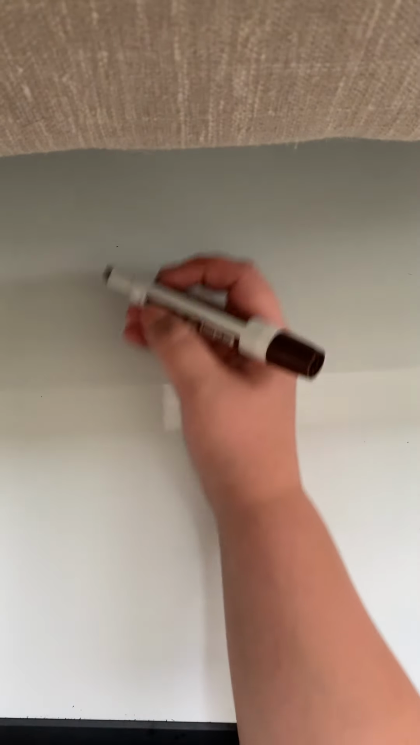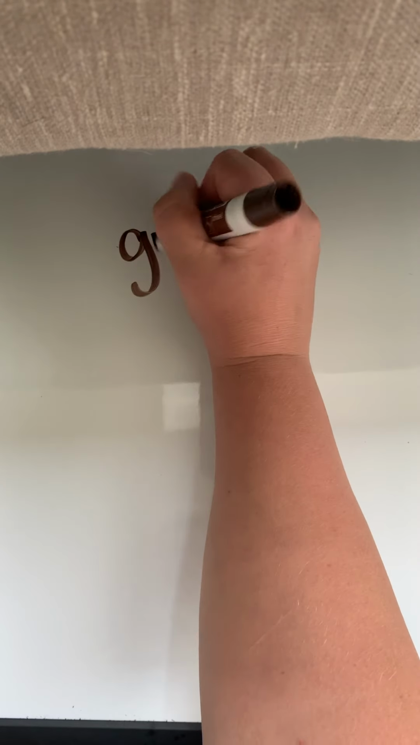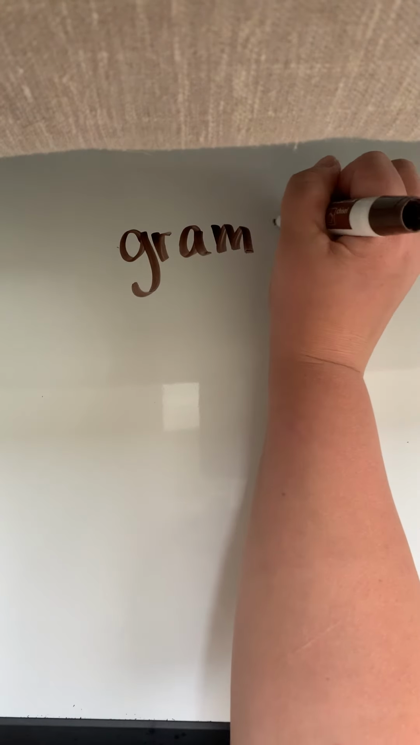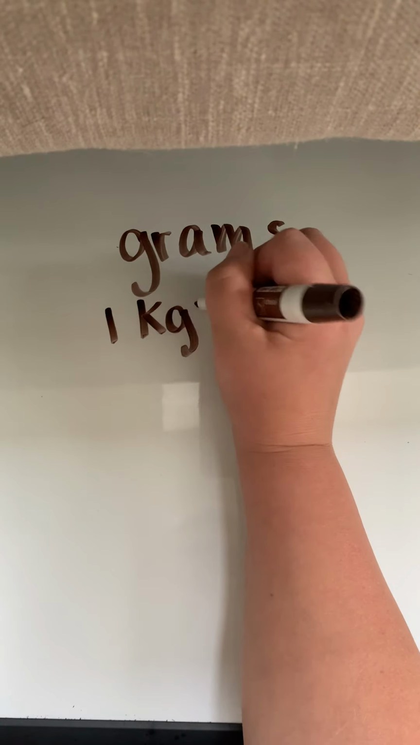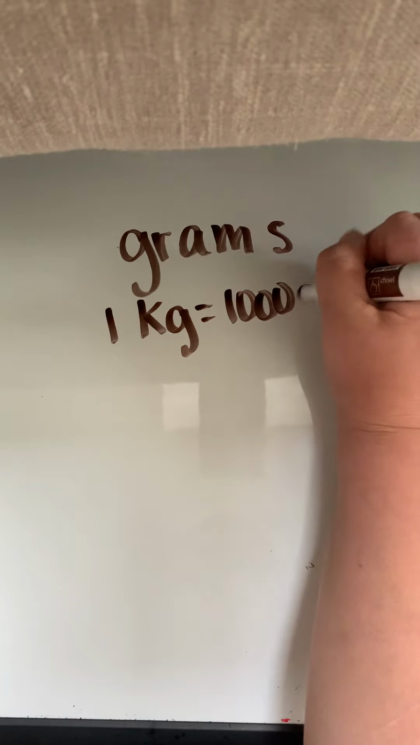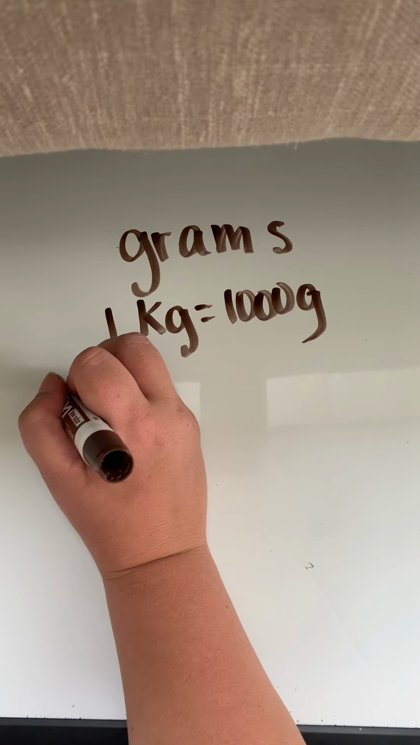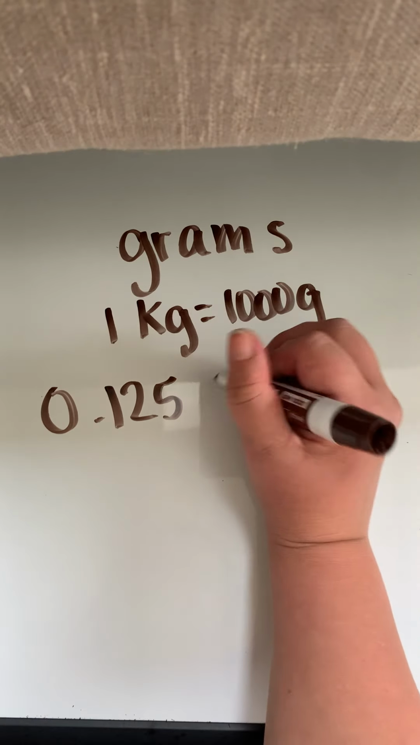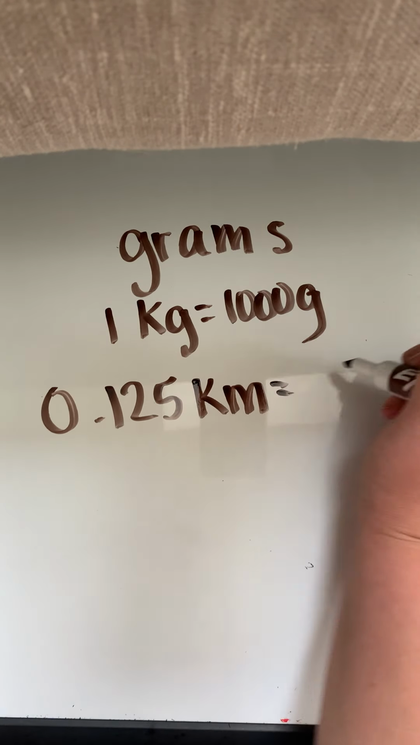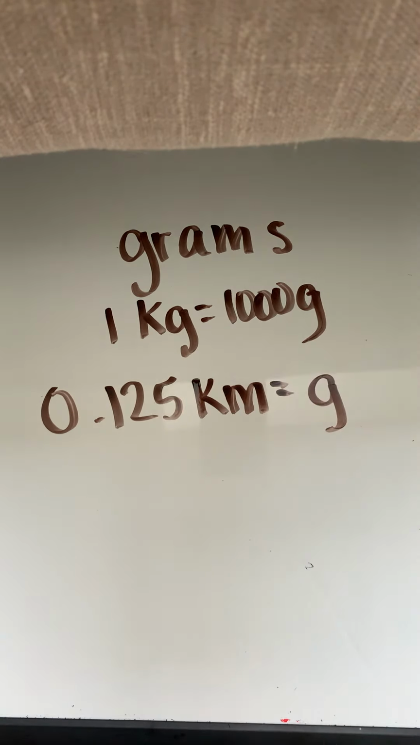All right, let's go ahead and take a look at number 10. Now it says convert to grams. So I'm going to look at my little cheat sheet, and I'm going to see that 1 kilogram equals 1,000 grams, right? Okay, good. So I'm going to write it here: 0.125, or 125 thousandths of a kilogram, equals how many grams?